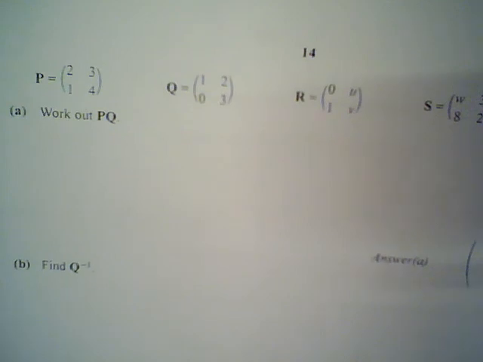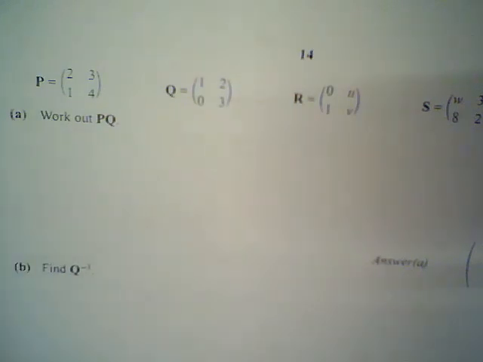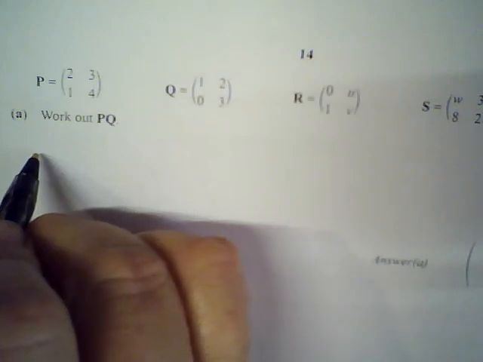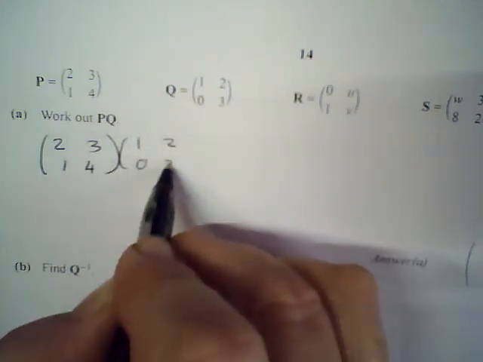Okay, good. The next question, we're nearly done, guys. You're doing really well. It's question 9. Work out what is PQ. This is a matrix question. We need to do some matrix multiplication here. So P is 2, 3, 1, 4 times Q, that is 1, 2, 0, 3.